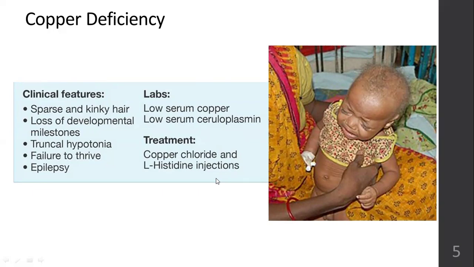They are not able to lift their head. They are not able to control their neck movements because there is no muscular tone. Failure to thrive, not able to develop properly. Epilepsy, that is fits, convulsions, seizures. When you do the lab testing, your blood samples will show low serum copper and low serum ceruloplasmin. Ceruloplasmin is the copper-protein combination which carries copper through your blood to the liver, where it gets deposited and stored. So when there is very little ceruloplasmin, it means there is less of the copper-protein complex, so there is a lack of copper.